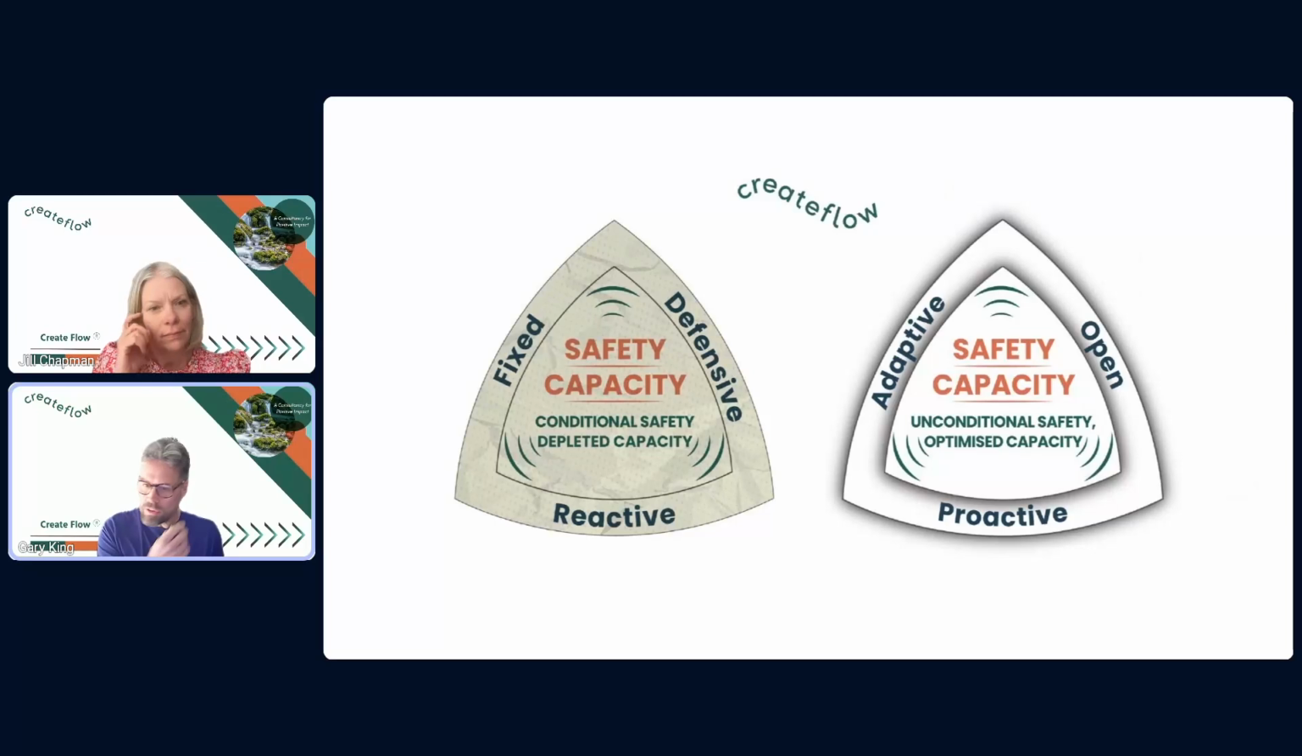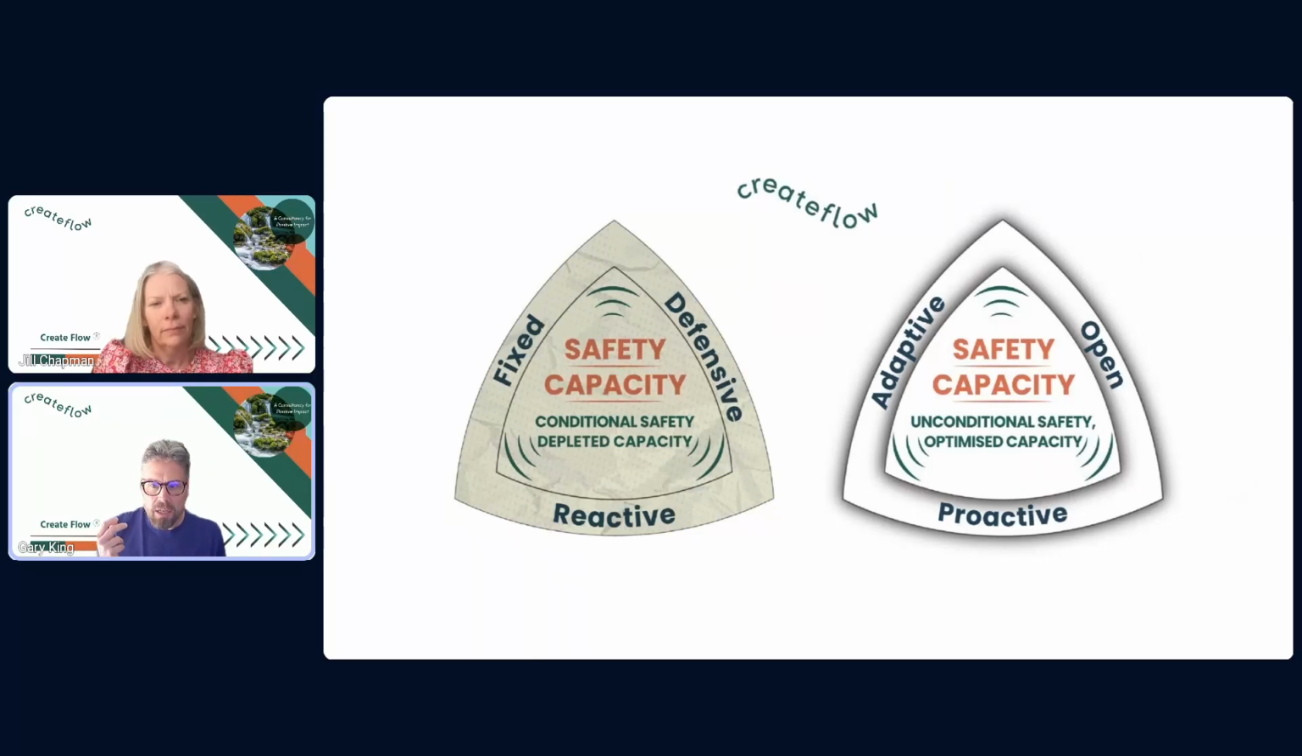And part of the evolution that we've had is, so you can see here on the left-hand shield, this is our patterns that impede model, and the right-hand shield is the Create Flow model. In the patterns that impede model, we've got conditional safety and depleted capacity, because what we're saying is that if we're operating from the patterns that impede model, then we've got conditional safety, we've got depleted capacity, and therefore we will be coming from a fixed mindset perspective, probably defensive, and we will be reacting.